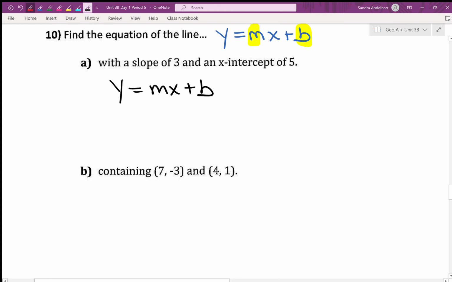Slope. What does b represent? Y-intercept. In the first problem, are they giving us the slope? Yes. So this is going to be y equals 3x plus b.